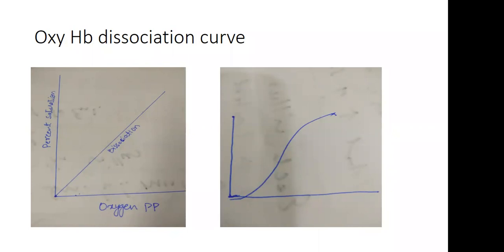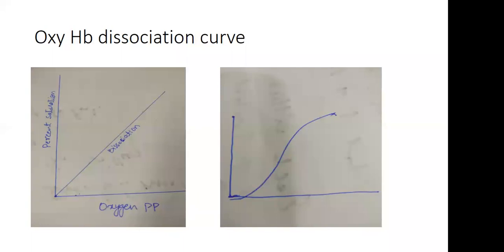If you see the left side diagram, logically, the y-axis shows the percent saturation and the baseline, the x-axis, shows the partial pressure of the oxygen. Now, as you go towards the 100% saturation, and this oxygen has to be delivered.